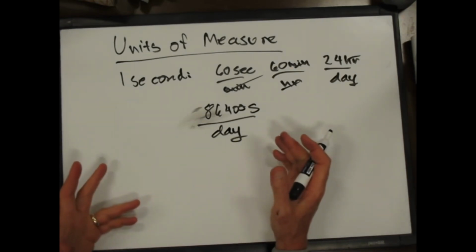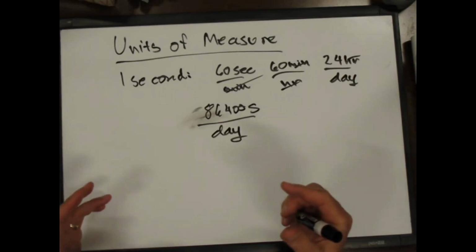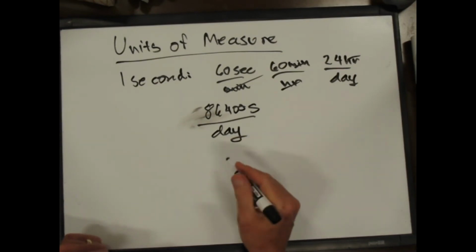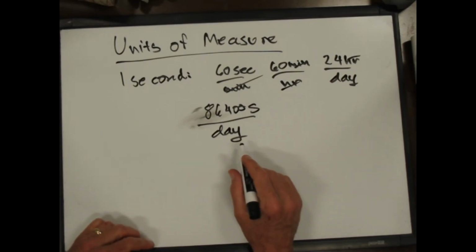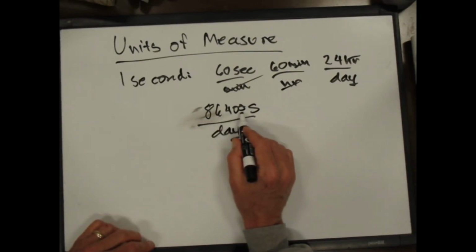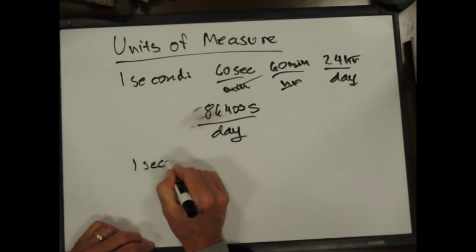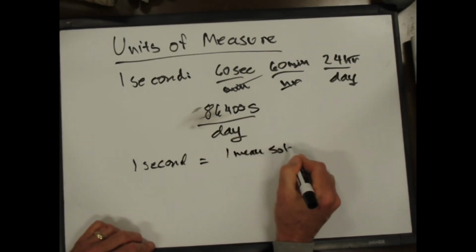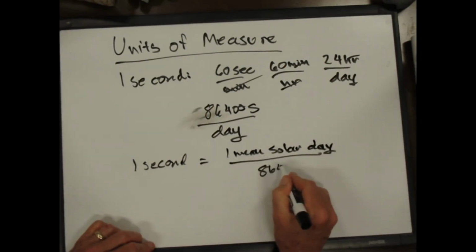The problem is the length of a day varies because the Earth's orbit around the sun isn't exactly circular, and so the motion of the Earth is a little more complicated than just exactly 24 hours for every rotation. And so what they do is they take an average day over the course of a year, and they define a second as an 86,400th of what we call a mean solar day. So 1 second is equal to 1 mean solar day over 86,400.